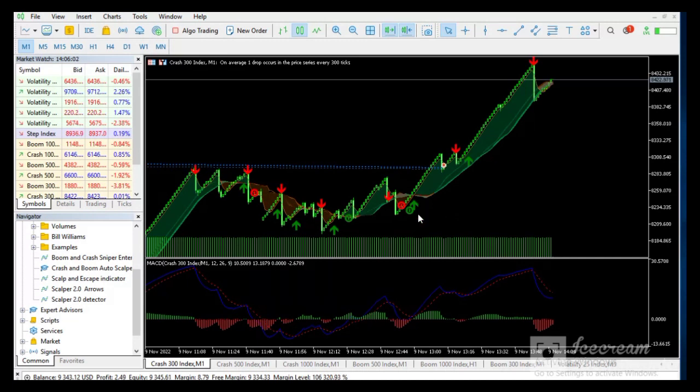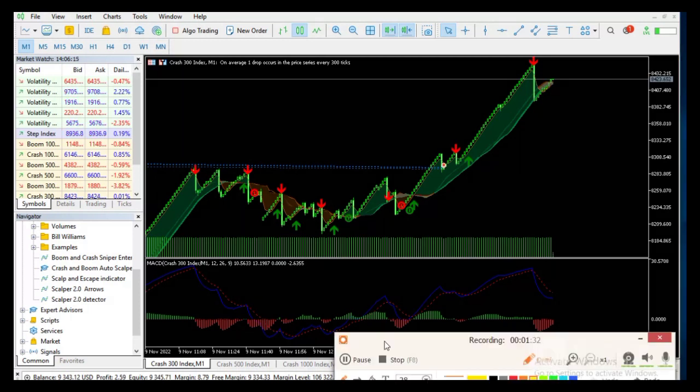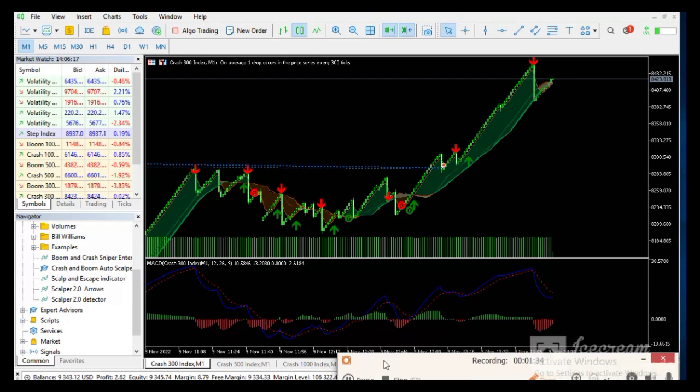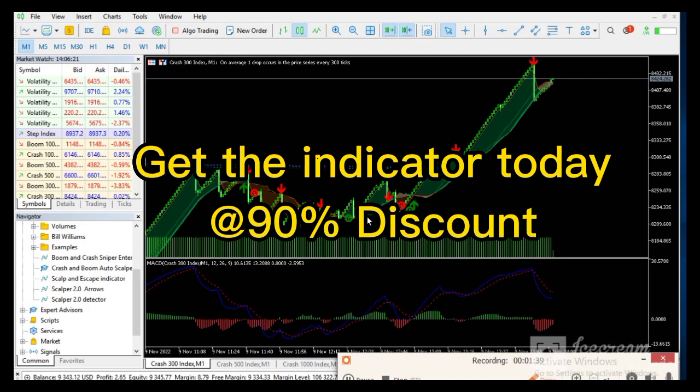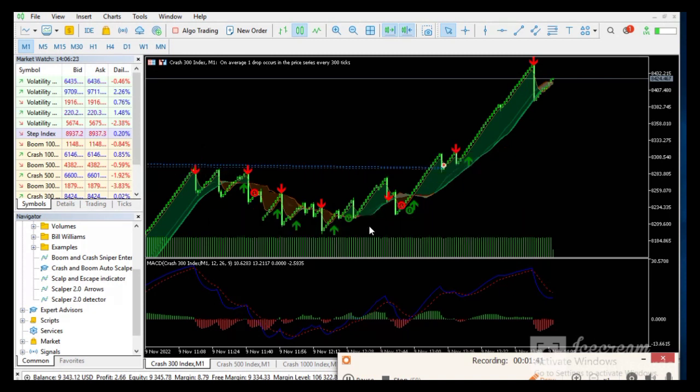Now this is Crash 300, as you can see there. Everything you see working here is something that has been tested and proven.